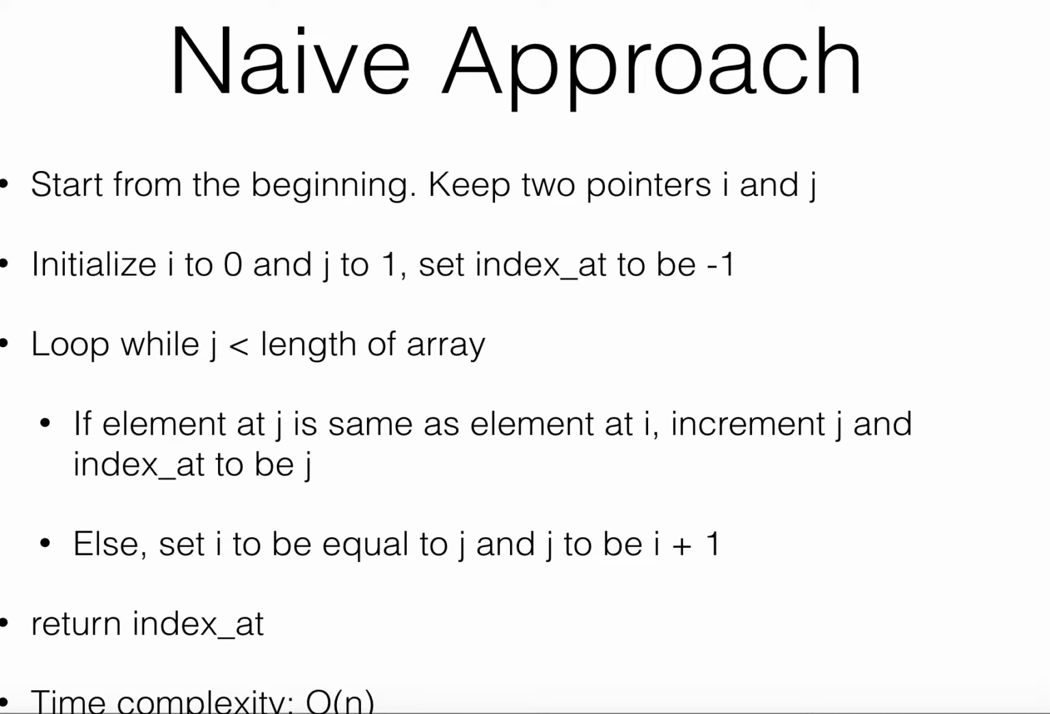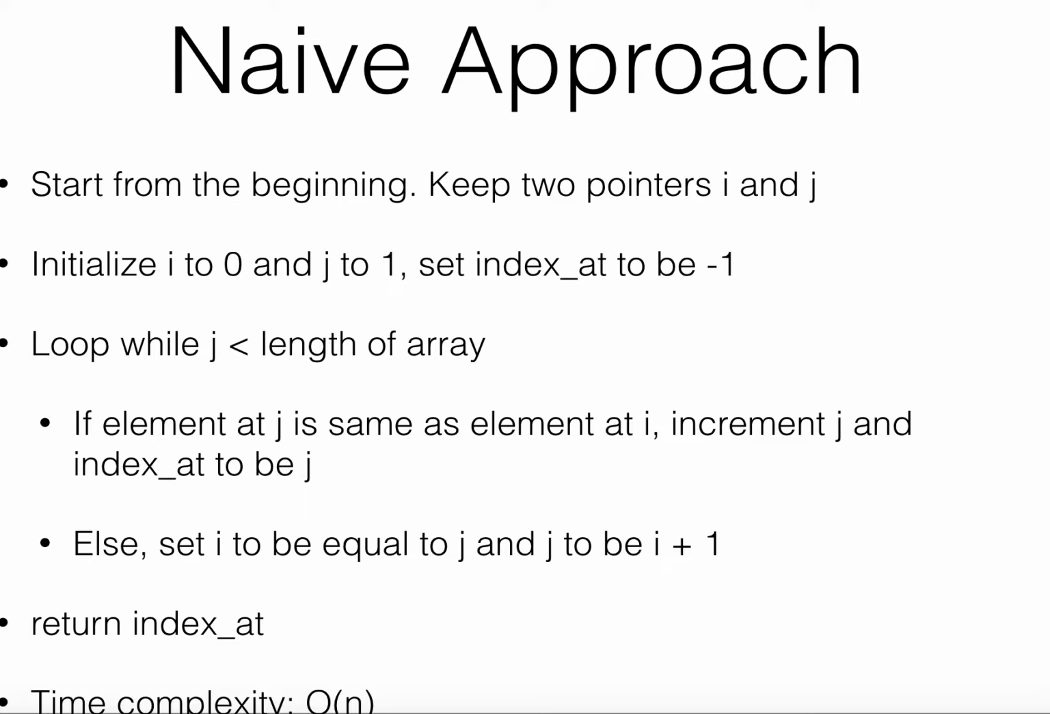And if we find that the element is not equal, then we set i to be equal to j and j to be the next element of i, which is basically i plus 1. And then we go on till for all the elements in the array, till j is less than the length of the array. And at the end, index at will basically store the index of the last duplicate element in the array, and therefore we return that.